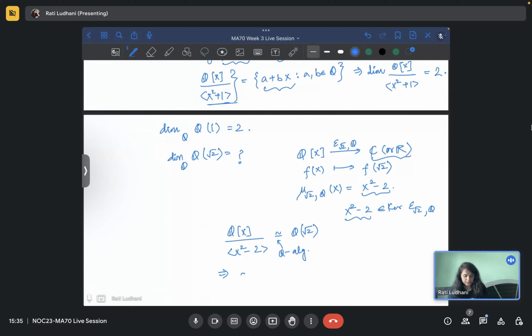Both are the fields, both are same. So again, this implies the dimension of Q root 2. So dimensions are same of LHS and RHS. So this should be equal to degree of mu root 2 over Q, and what is this? This is equal to x square minus 2. So degree should be 2. So that's why dimension is same, and so what map can you define? If you have the same dimension, you have a basis of the same cardinality. So what you can do, you can just give a bijection of this set and you are done.